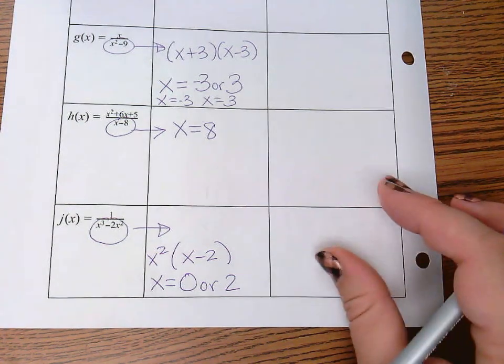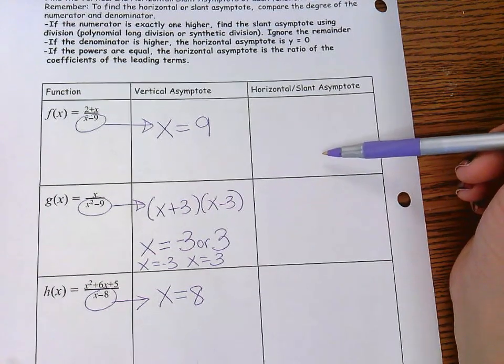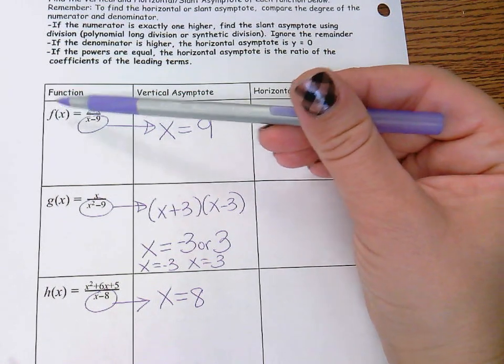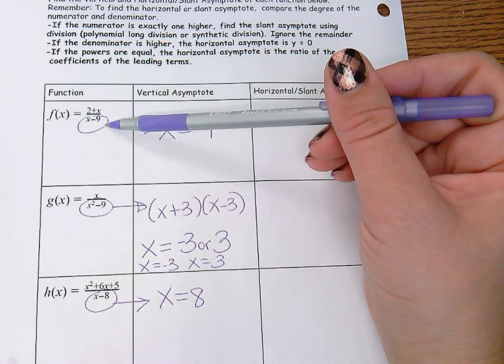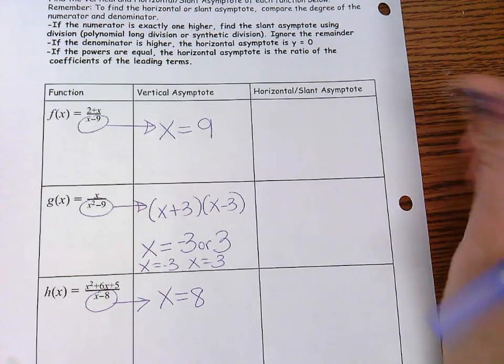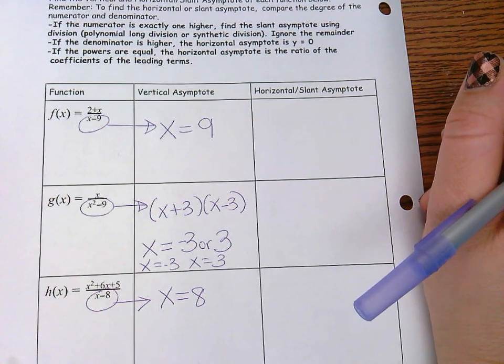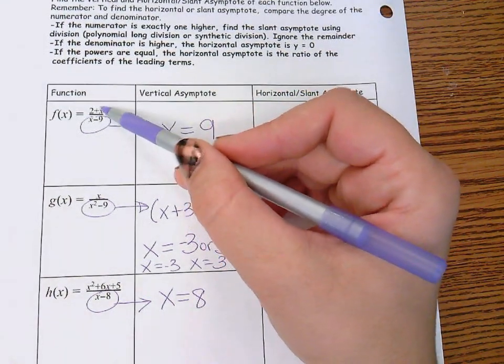So for the horizontal or slant asymptote, the numerator and denominator have to compete against each other. So where is the higher power in function f? Is the numerator higher? Is the denominator higher? Or are they equal in power? They both are what kind of function? Linear, right? x to the first power, x to the first power.